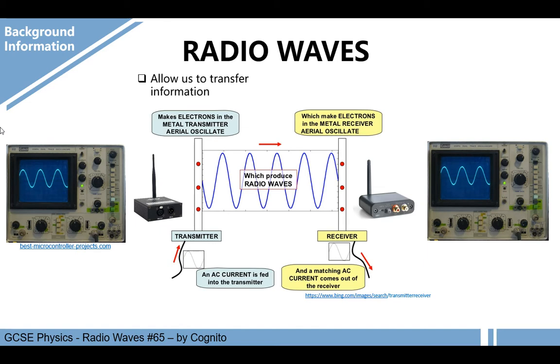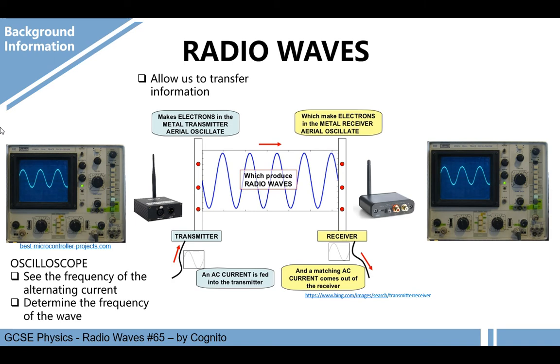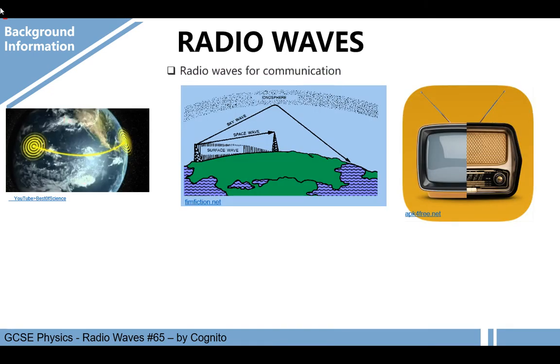In this illustration, the oscilloscope is a device that can see the frequency of the alternating current and determine the frequency of the wave. The transmitter generates information determined by the oscilloscope, then transmits it to the receiver. As the receiver interprets the information, it is exactly the same as from the transmitter. Radio waves are mainly used for communication.